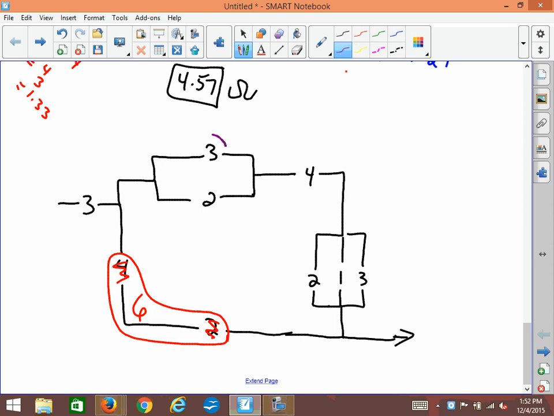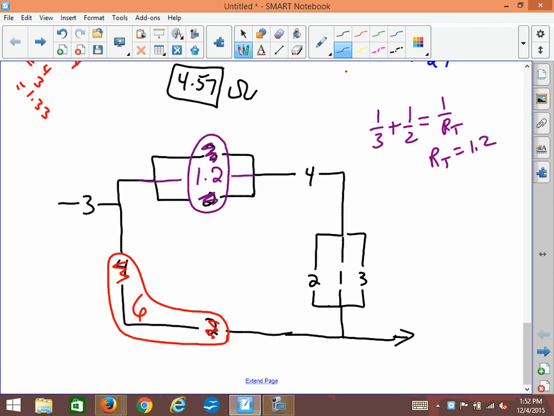These two are in parallel. So I add them up, 1 over 3 plus 1 over 2 equals 1 over the total resistance. And so if I maybe just jump that into the calculator really fast, 3, 1 over, plus 2, 1 over, equals 1 over, and I get 1.2. So I know that this is 1.2. Never mind that, never mind that. Now it's just like a straight piece, see?